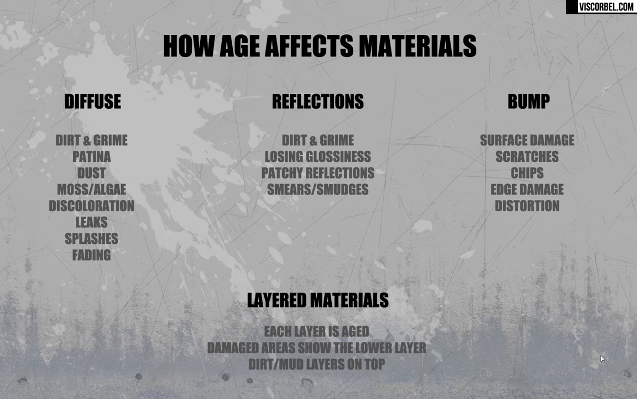Right, and then you have the layered materials, which are basically composed from multiple simple materials. So let's say you have lacquered wood, you have the wood material and lacquer on top, and perhaps even some dirt on top of that lacquer. For those layered materials, each layer is aged with these same techniques, and the damaged areas usually show through the lower layer, and you can also get some dirt and mud layers on top of the object.